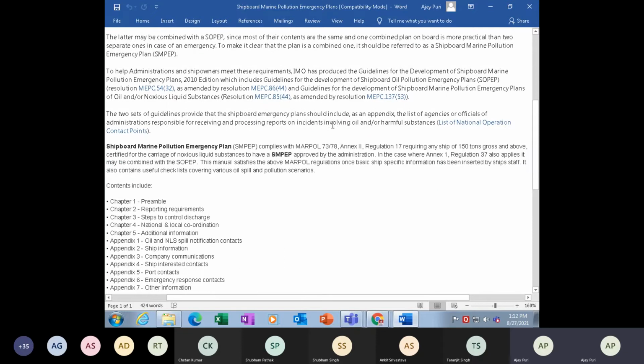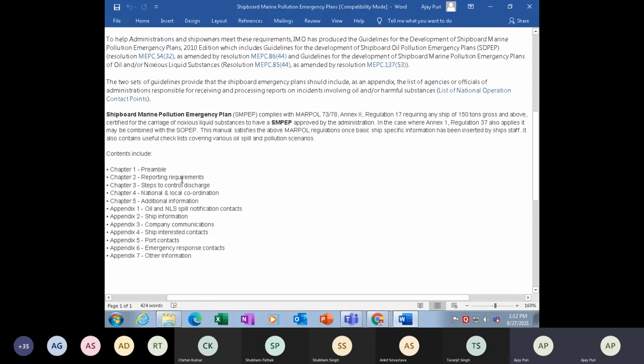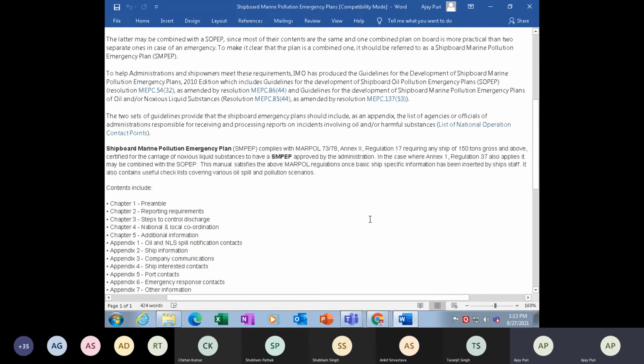ठीक है, तो इधर से आते हैं आगे। अब SMPEP है क्या? तो SMPEP basically required for ships of 150 gross tonnage and above, एंड इनमें क्या है, चैप्टर्स आएंगे। एक प्रियम्बल आता है, रिपोर्टिंग रिक्वायरमेंट, स्टेप टू कंट्रोल डिस्चार्ज, नेशनल एंड लोकल कोऑर्डिनेशन, किस किस को इन्फॉर्म करना है स्पिल्स में, एडिशनल इंफॉर्मेशन, ऑयल एंड NLS स्पिल नोटिफिकेशन, कंटैक्ट किनको कंटैक्ट करना है, शिप इंफॉर्मेशन, कंपनी कम्युनिकेशन डिटेल, शिप इंटरेस्टेड कंटैक्ट, पोर्ट कंटैक्ट्स, इमरजेंसी रिस्पांस कंटैक्ट, किनको इमरजेंसी में कंटैक्ट करना है, एंड अदर इंफॉर्मेशन, ये आपके SMPEP में मिलेंगे। ठीक है, तो ये सारी डिटेल मिलेगी इसमें। आपका केमिकल्स क्या क्या यूज करोगे टैंक स्पिल्स कंटेन करने के लिए, वो सब इसमें मिलेगा। ठीक है, तो एवरीथिंग यू विल फाइंड इन दिस SMPEP.